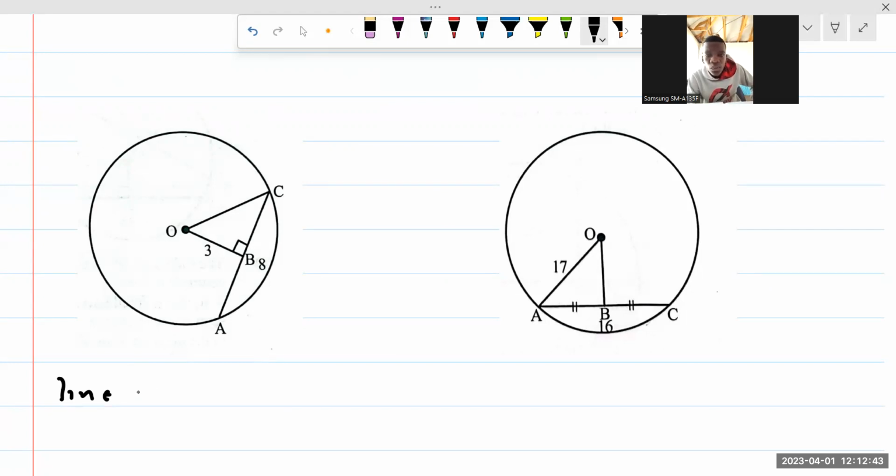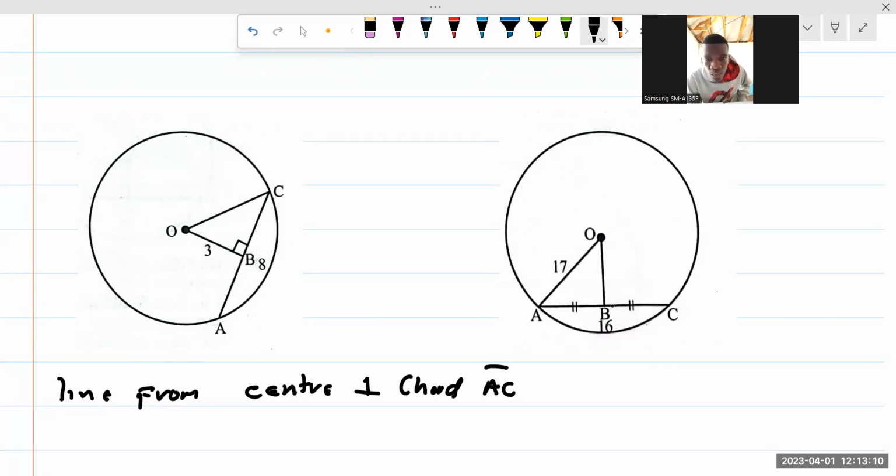Line, it's a line from the center, and then this line is going to be perpendicular to the chord, which is chord AC, but I don't have to write what is the name of the chord. So we have line OP, which is going to be perpendicular to chord what? AC. So this is the following diagram.